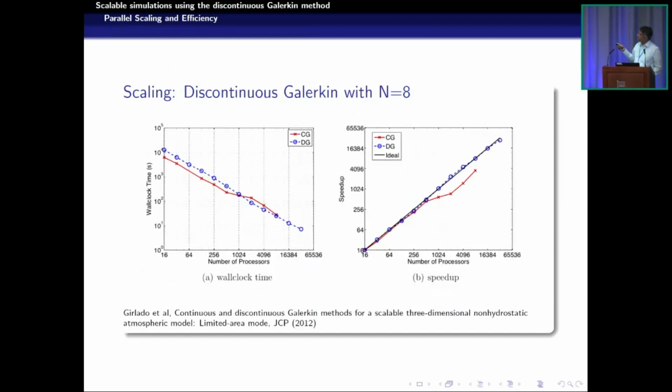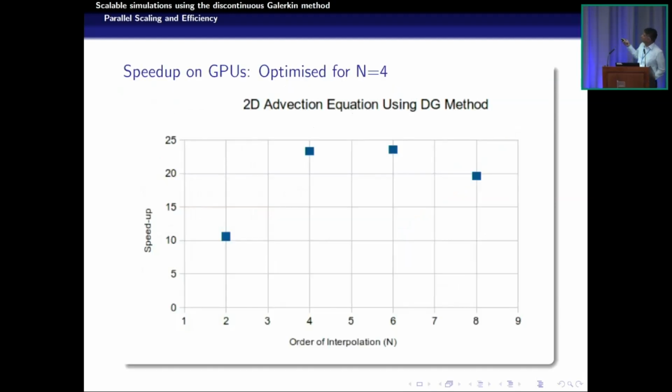Just to show you some scalability, this is some work I did about 10 years ago. We got nice linear scalability up to 32,000 processors. I could not go beyond 32,000 processors because I did not have any more processors at that point of time.